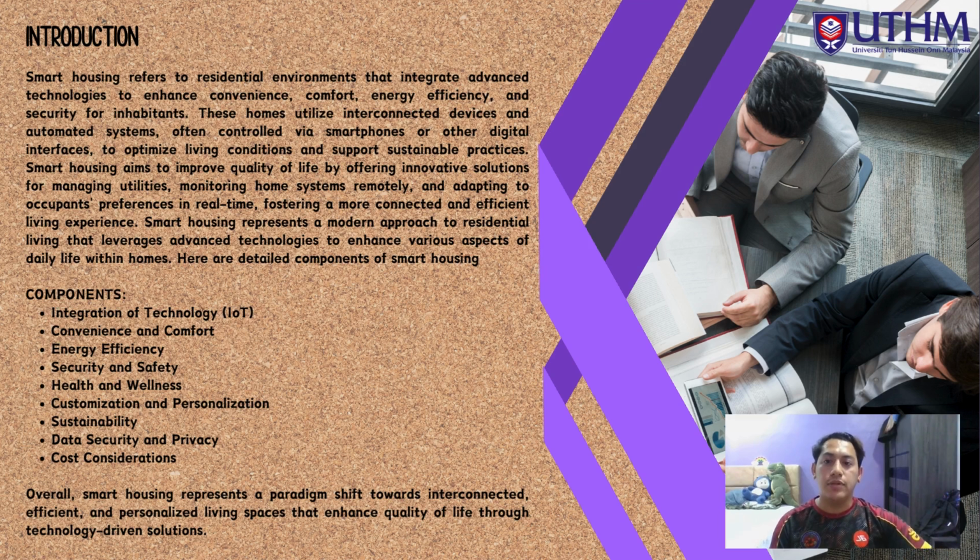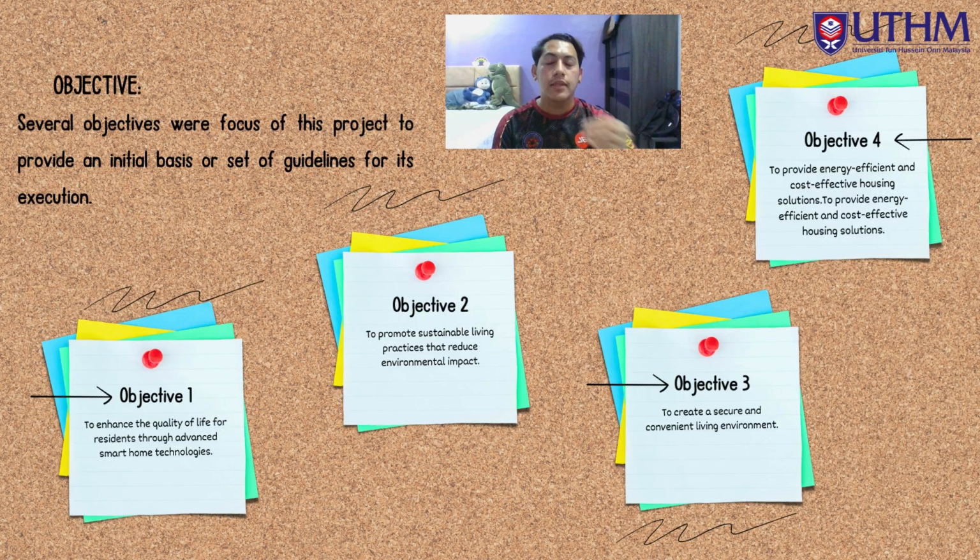Here are detailed components of smart housing. The first one is IoT, integration of technology. Next, convenience and comfort, energy efficiency, security and safety, health and wellness, customization and personalization, sustainability, data security and privacy, and the last one is cost consideration. Overall, smart housing represents a paradigm shift towards interconnected efficiency and personalized living spaces that enhance quality of life through technology driven solutions.